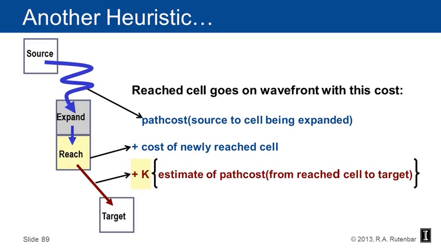Here's just a tweak. The reached cell goes on the wavefront with this cost. It's the path cost of the cell being expanded, plus the cost of the newly reached cell being added in, plus an estimate of the path cost from the reached cell to the target multiplied by a constant. That's what the big K in yellow is.